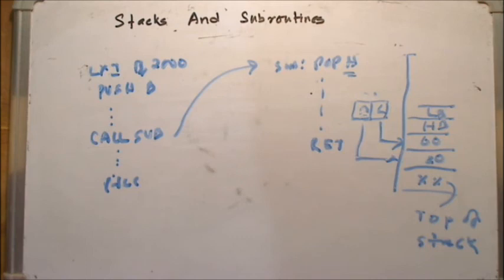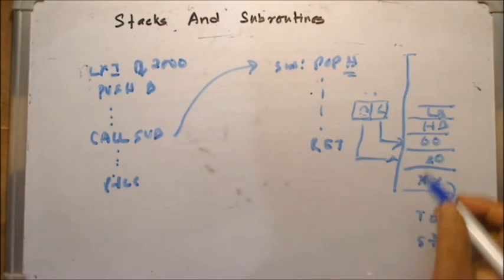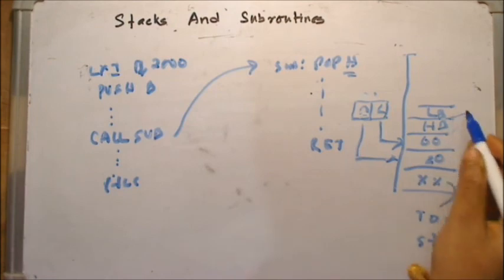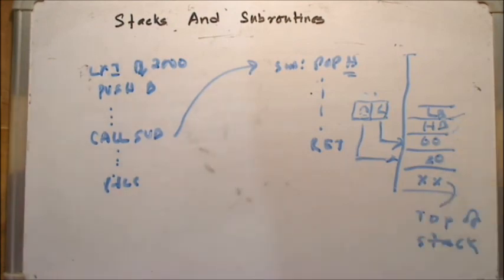But above the parameter, the return address has been stored. See the higher byte and the lower byte. So to access the parameter, you get the return address and then access the parameter.